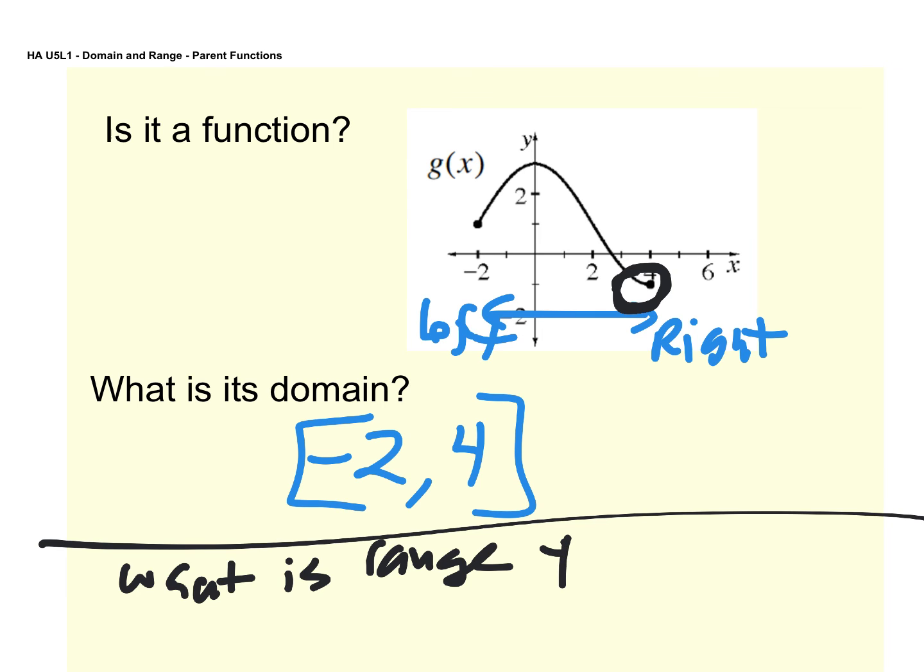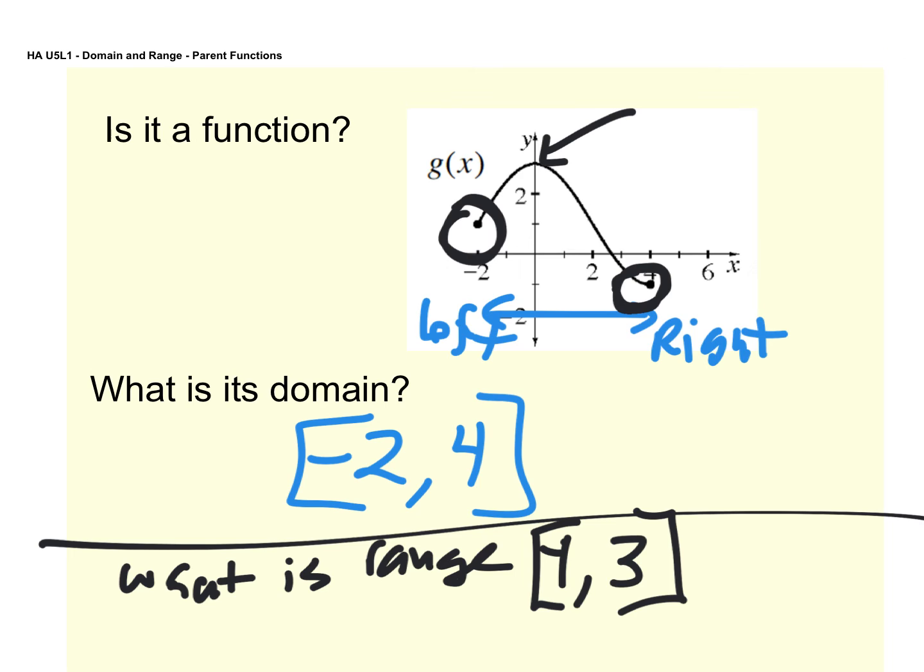-1. Correct. 2. What's the highest this function ever goes? Is this the highest that it goes? No. That is. So Vivian, what do you think the answer is? 3. And do I put brackets on these because they touch, or parentheses because they get really close but don't touch? Brackets. Brackets is correct.